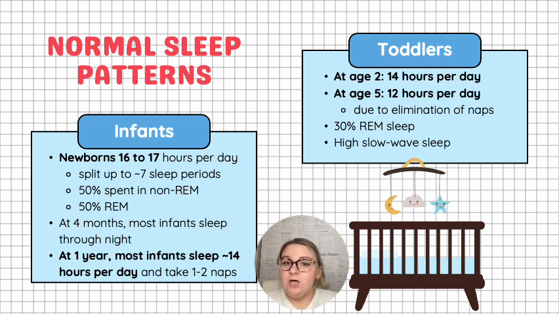Now, the next age group, toddlers. At age 2, they should be getting about 14 hours of sleep per day, and by age 5, they should be around 12 hours a day, and this is simply because we have eliminated the amount of naps they're taking, so the sleep decreases. Toddlers spend about 30% in REM sleep, and they have really high slow wave sleep.